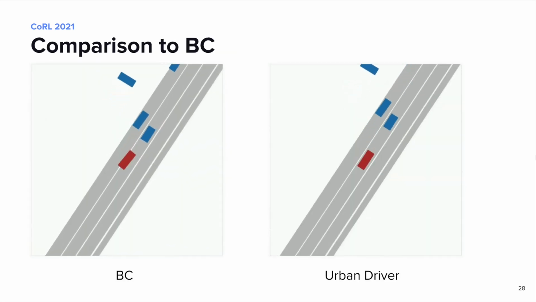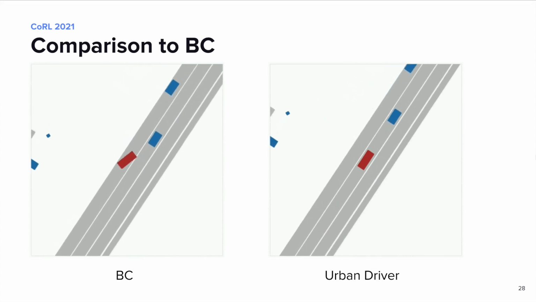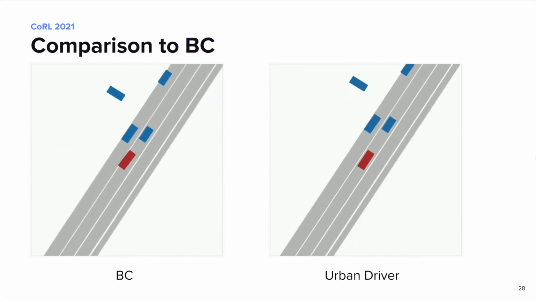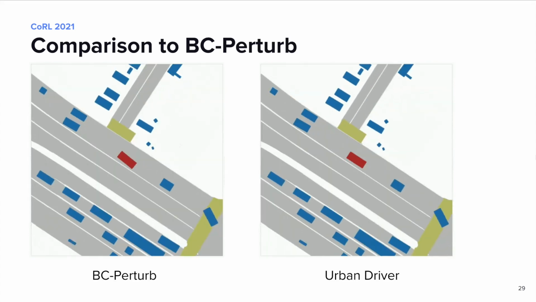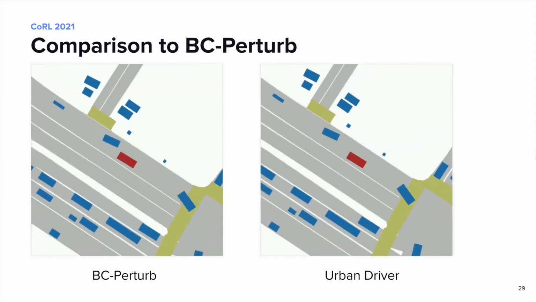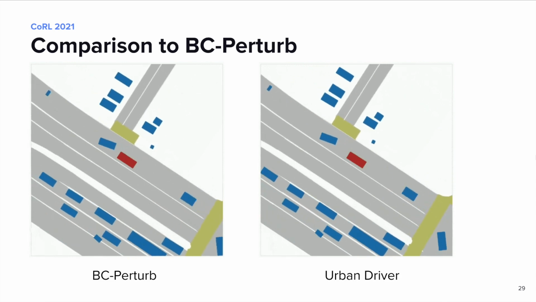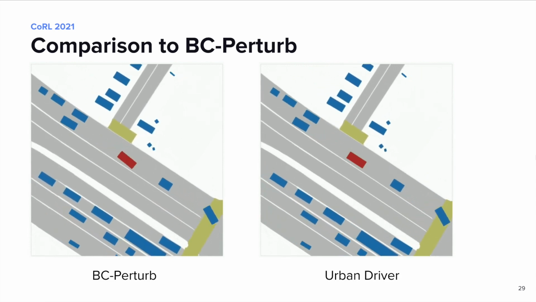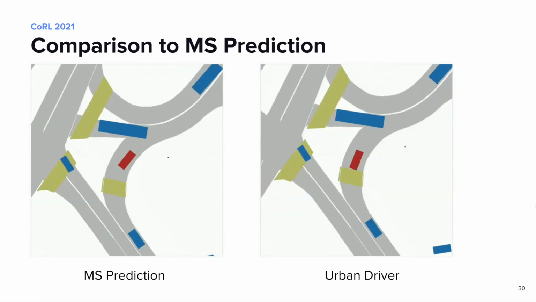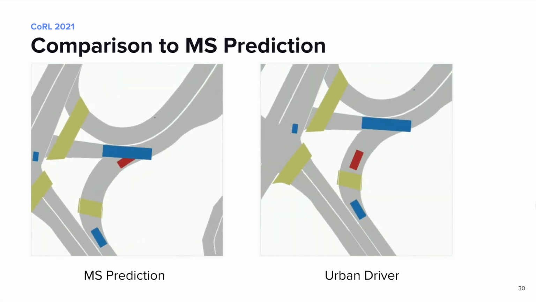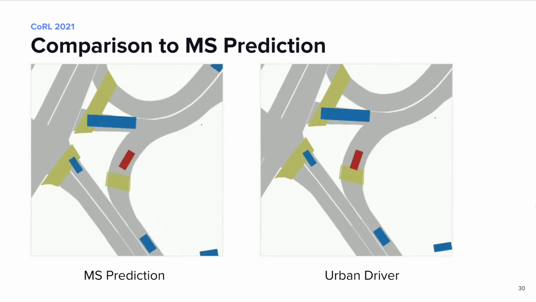In the first qualitative example, we see naive behavior cloning failing and slowly drifting off the road. This is expected as it suffers from compounding errors and covariate shift. Adding perturbations greatly helps performance. Still, in this example, BC Perturb miscalculates the starting vehicle and crashes, whereas our planner succeeds and keeps a safe distance. Also, multi-step prediction miscalculates distances and crashes into traffic in this scene.